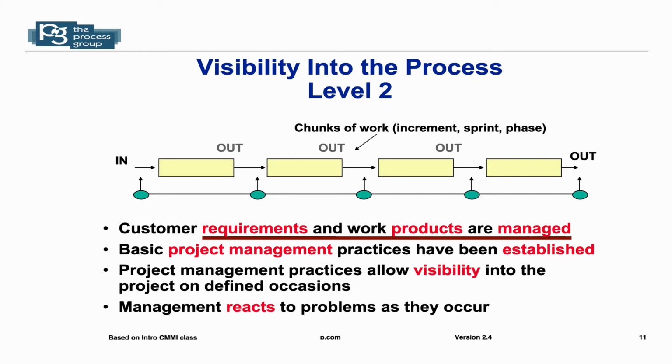So customer requirements and what products are managed. Basic PM practices have been established. PM practices allow visibility on defined occasions, which are the green circles. That's a fairly quick update about where we stand. And because there's visibility, the problems of the projects are known about and can be shared with management, and therefore management reacts to problems as they occur. Whereas at level 1, they may have no idea about problems as they're occurring. They're going to find out third hand very late in the game, typically when it's too late to react.